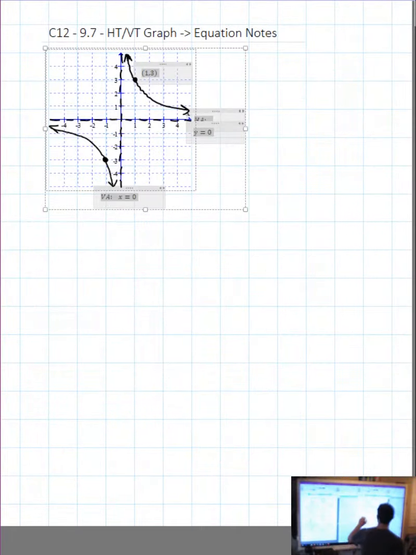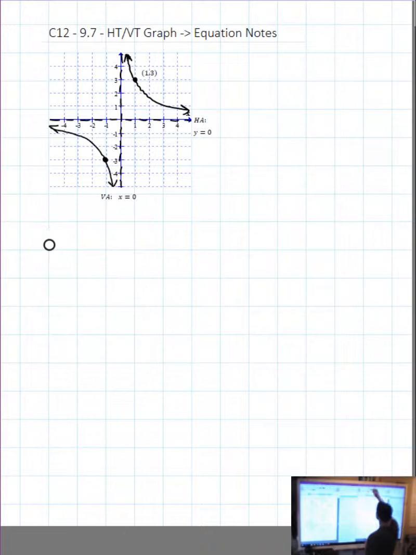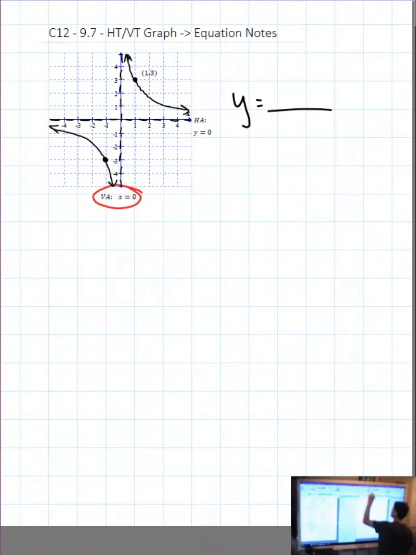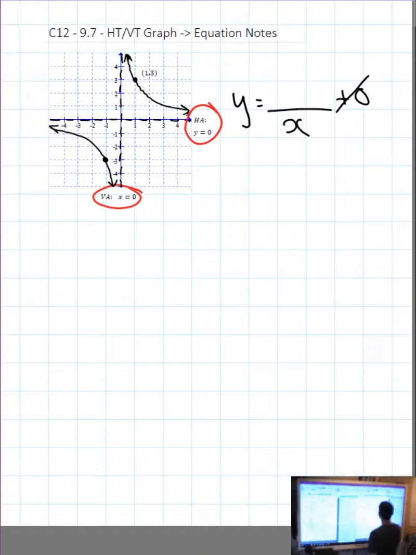Okay, let's find the equation of this one. Kind of looks like 1 over x. Let's just start off with our simple form, y equals a over. So I'm not going to write the general form down every time. You've got it in your notes, so let's substitute. So we have a vertical asymptote at x equals 0, so we're going to place an x on the bottom. We have a horizontal asymptote at y equals 0, so we're going to put a plus 0 off to the right. Doesn't matter.